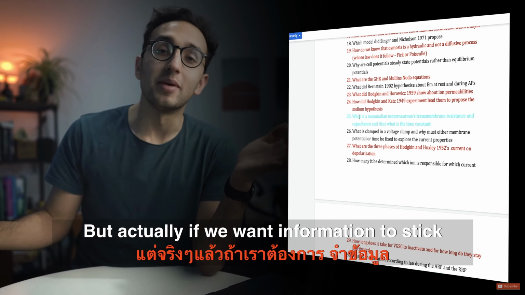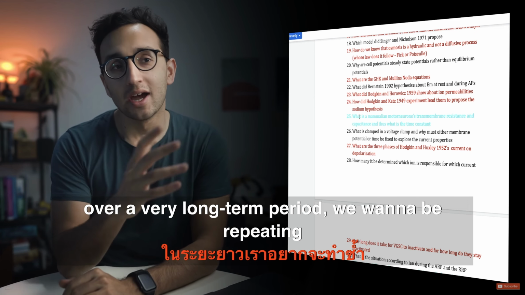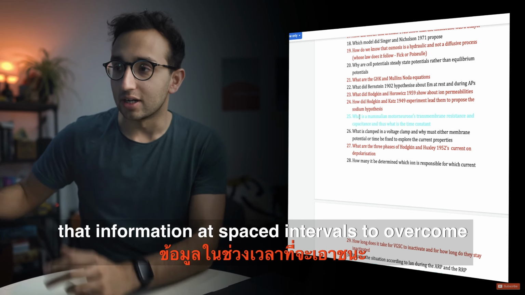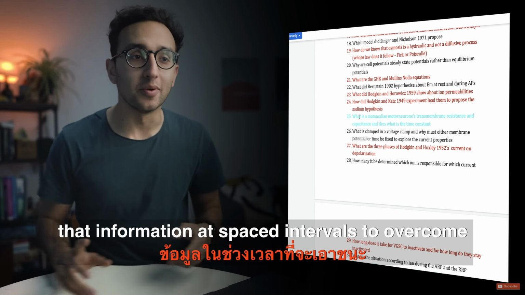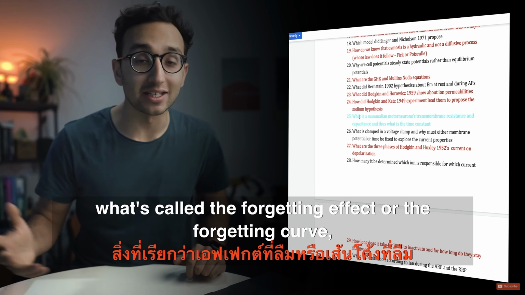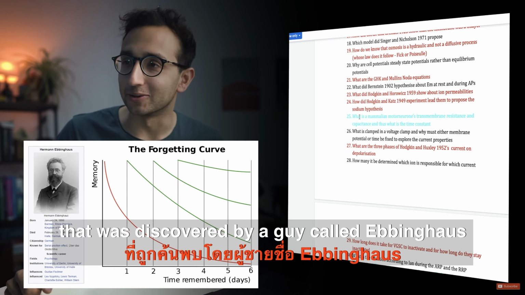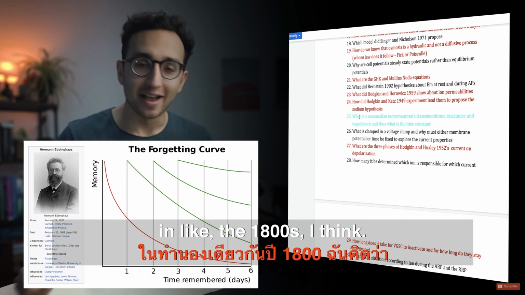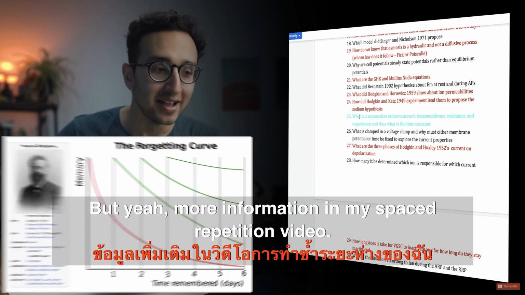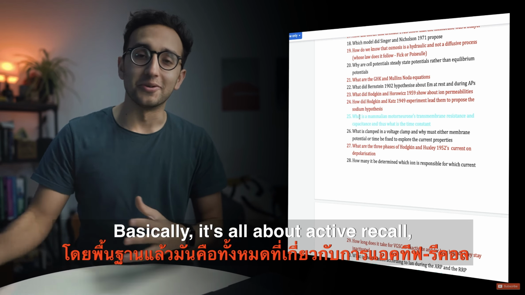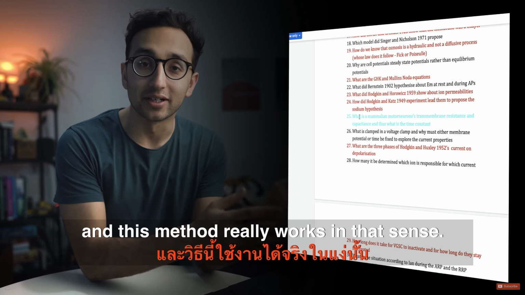But actually, if we want information to stick over a very long-term period, we want to be repeating that information at spaced intervals to overcome what's called the forgetting effect, or the forgetting curve. That was discovered by a guy called Ebbinghaus in like the 1800s, I think. But yeah, more information in my spaced repetition video. Basically, it's all about active recall and spaced repetition, and this method really works in that sense.